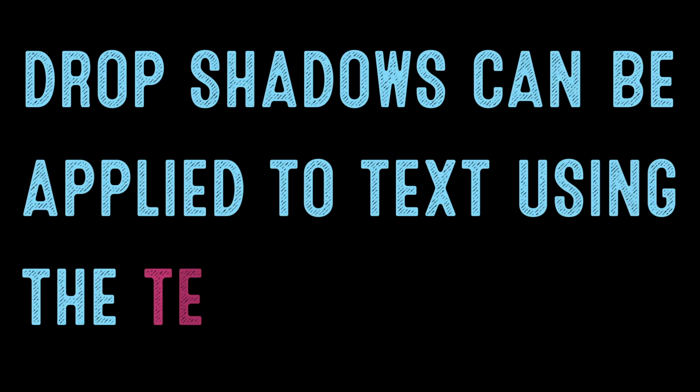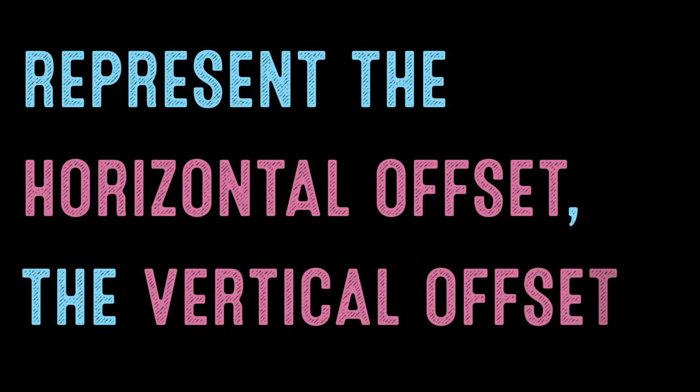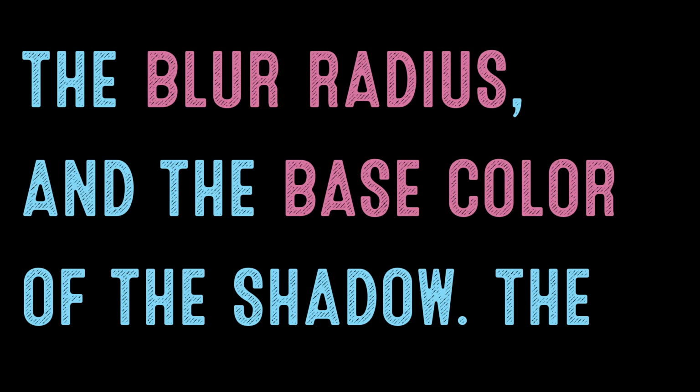The Daily Code Snippet. Drop shadows can be applied to text using the text-shadow property. The property can take up to 4 values to represent the horizontal offset, the vertical offset, the blur radius, and the base color of the shadow.